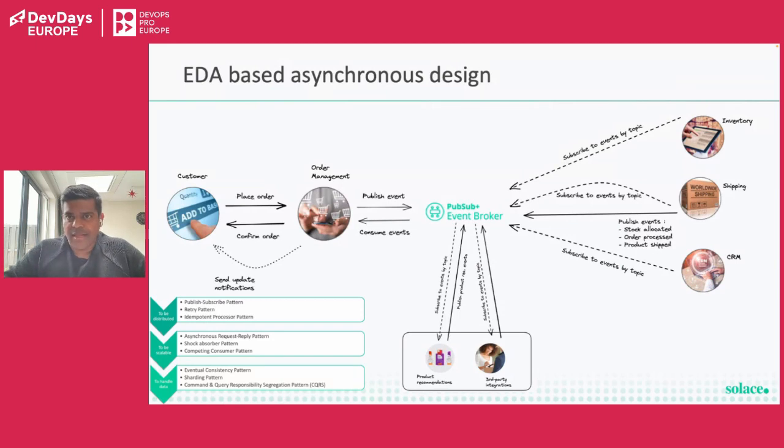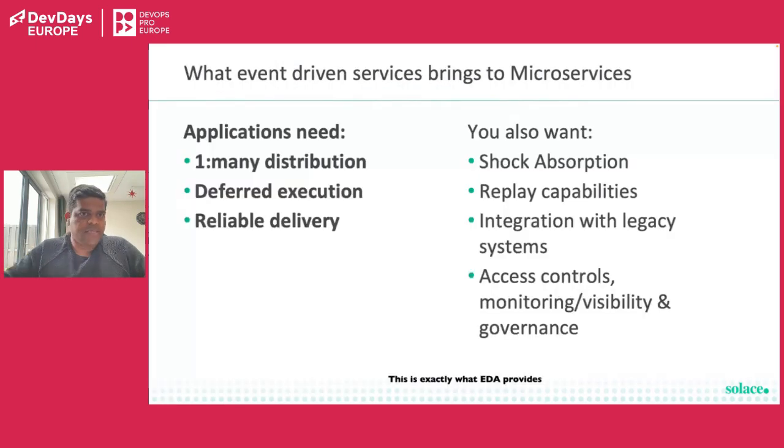So what does event-driven design bring to microservices? Essentially, the event broker or EDA provides a lot of things that you need for microservices. We said that the application needs one-to-many data distribution. They need the deferred execution pattern from a user experience perspective. They need reliable delivery because a lot of microservices require eventual consistency. And again, you're only going to achieve eventual consistency if you have reliable delivery.